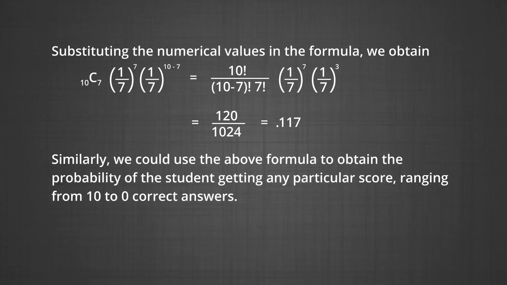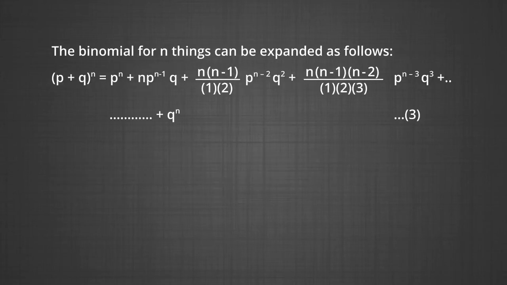Similarly, we could use the above formula to obtain the probability of the student getting any particular score ranging from 10 to 0 correct answers. The binomial for n things can be further expanded as (p plus q) to the n is equal to p to the n plus n p to the n minus 1 q plus n times n minus 1 upon 1 times 2, p to the n minus 2 q to the 2, and then we have plus n times n minus 1 times n minus 2 upon 1 times 2 times 3, p to the n minus 3 q to the 3 plus dot dot dot plus q to the n.